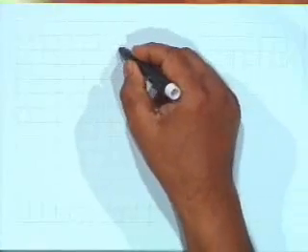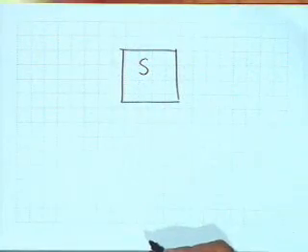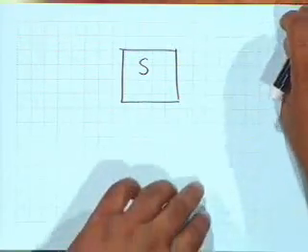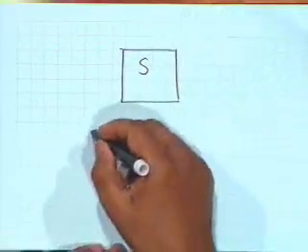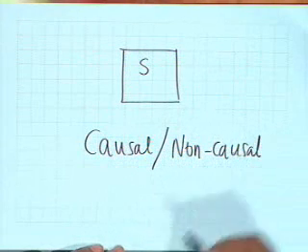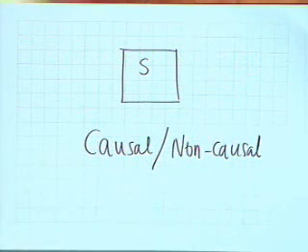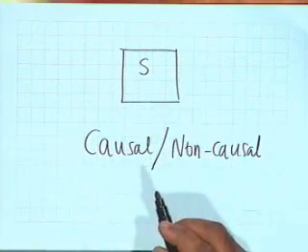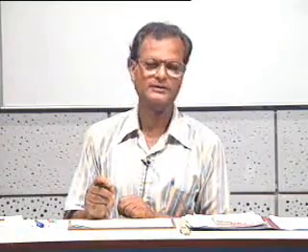Alright, we next consider this question of future, that is, a system which can predict the future. The actual terminology is causal or non-causal. A system can be causal or non-causal. Mark this carefully. Causal stands for non-anticipatory. That is, a system S is causal if its present output does not depend on any future input.